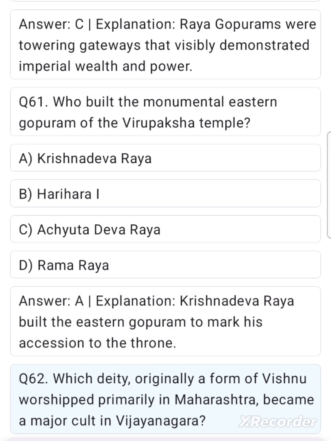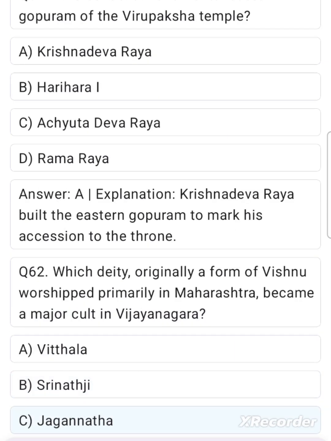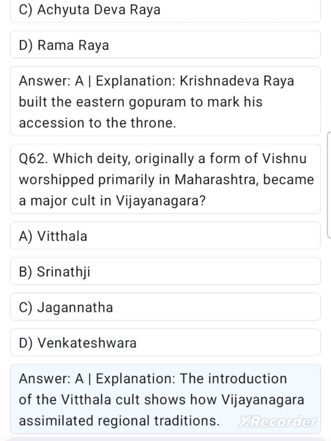Q62. Which deity, originally a form of Vishnu worshipped primarily in Maharashtra, became a major cult in Vijayanagara? A. Vitthala. B. Srinathji. C. Jagannatha. D. Venkateshwara. Answer. A. Explanation. The introduction of the Vitthala cult shows how Vijayanagara assimilated regional traditions.